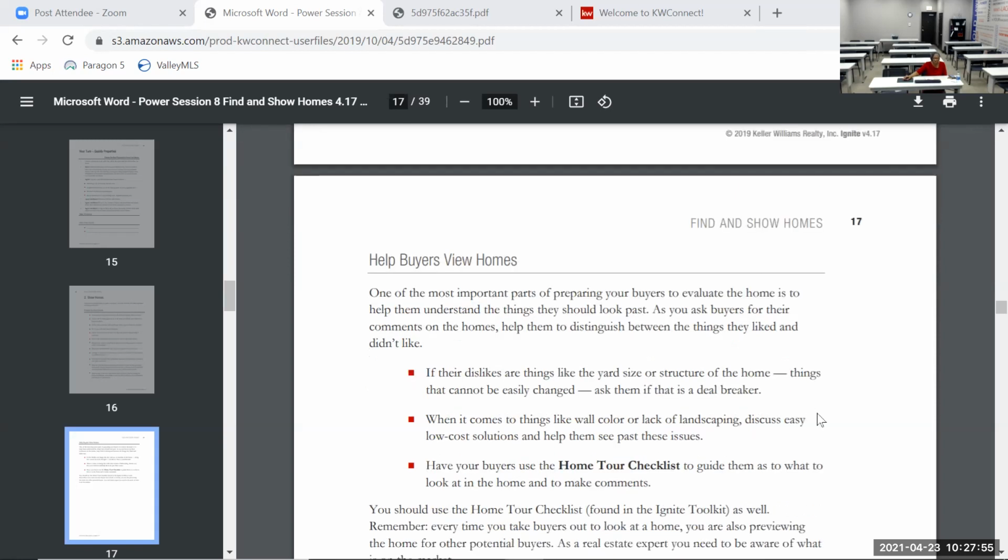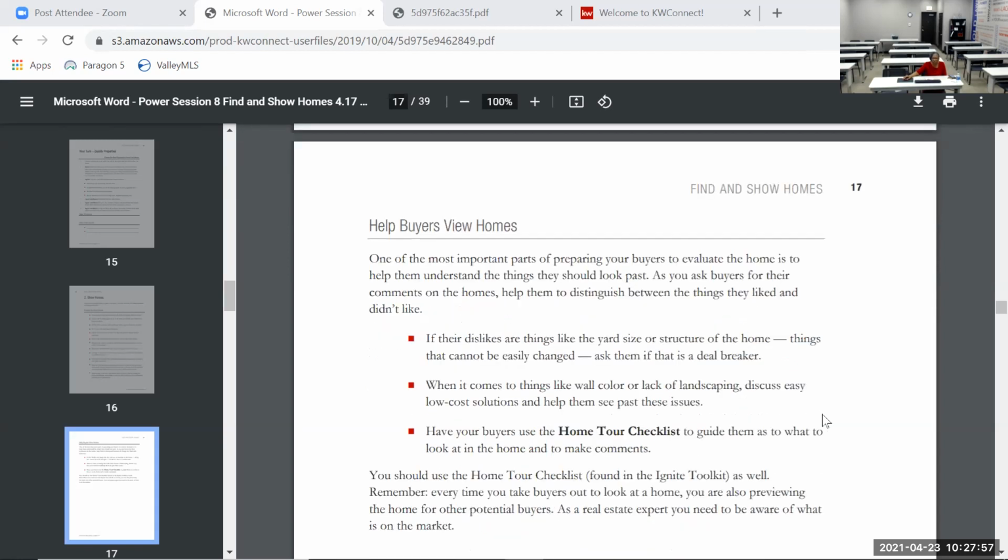Okay. If the dislikes are things like the yard size or the structure of the home, things that cannot be easily changed, ask them if that is a deal breaker. When it comes to things like wall color or lack of landscaping, discuss easy, low-cost solutions and help them see past those issues. Easy, low-cost solutions to paint is painting. We can paint. I'll get a team of people to help you get those walls painted if need be.